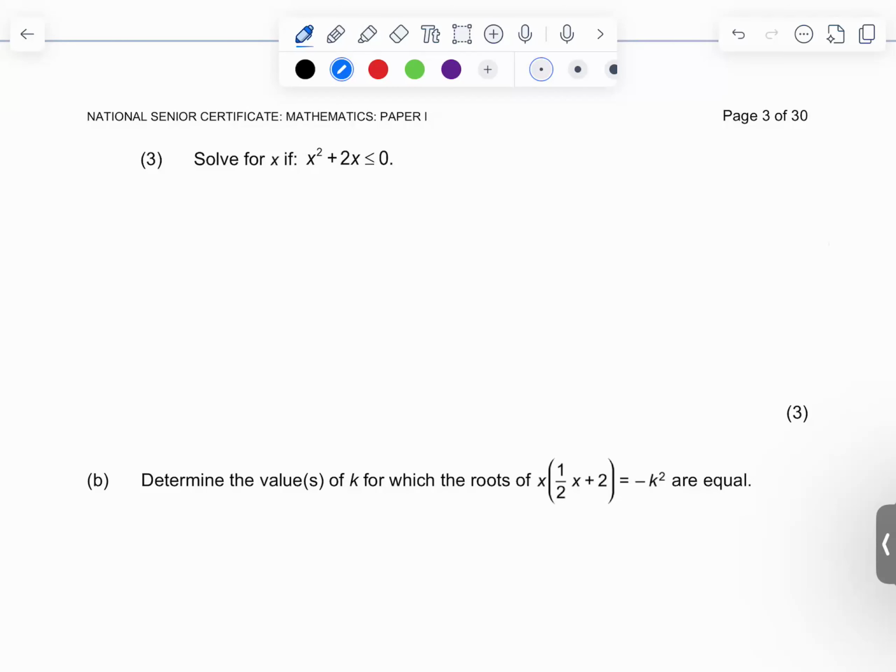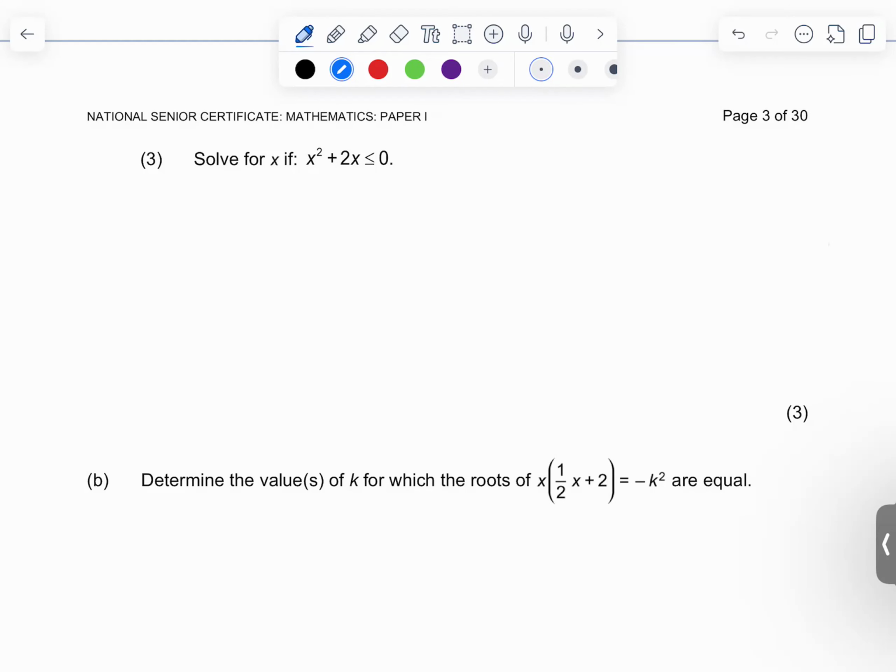Most of you treat the inequality differently from the normal equations. Obviously, this is a quadratic inequality because the highest exponent of the variable is 2. You still follow the same steps, okay? Now, when you solve for an inequality, especially when dealing with equations, step number 1, you first have to simplify.